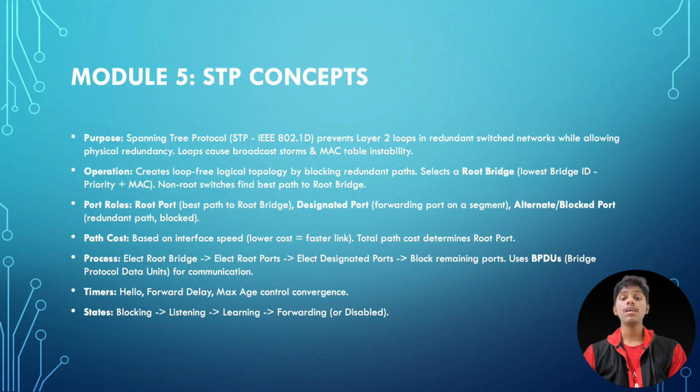The STP operation starts by electing one switch as a root bridge. Then every other switch finds its best path back to this root bridge and marks that port as a root port. On each network segment connecting the switches, one port becomes the designated port, the one forwarding towards the root, and any remaining ports become the alternate ports, and they are blocked. They don't forward data, thus breaking the loop.